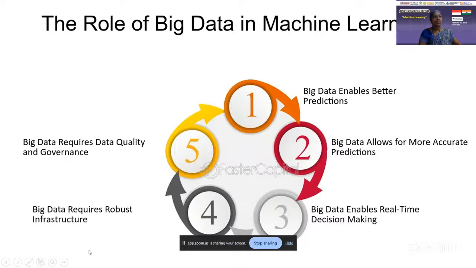Examples include autonomous vehicles and fraud detection, etc. In the case of fraud detection, we can avoid fraud by means of enabling hash value functions. So these are a few things. It enables better and more accurate predictions, enables real-time decision making, and it requires a robust infrastructure, as well as data quality and governance.